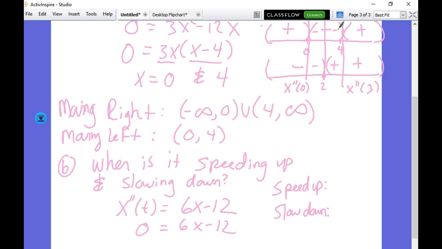All right, what's happening from -infinity up to 0? Slowing down. What's happening from 0 up to 2? Speeding up. How about from 2 to 4? Slowing down. And lastly, 4 to infinity. Speeding up. Every time they're the same exact sign, they're speeding up. They're opposite signs, they're slowing down.